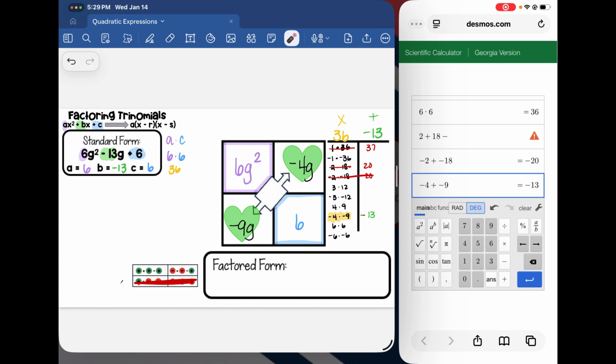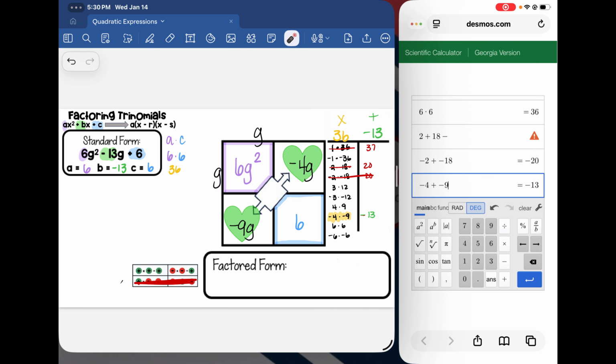Now it's time to find our factors by finding the greatest common factor of each row and each column. Let's start with the purple box because it has 6G squared, which means how many G's will I have on each side? 1. All right, we just need to find the numbers now. We got the letters and the letters are out of the way.